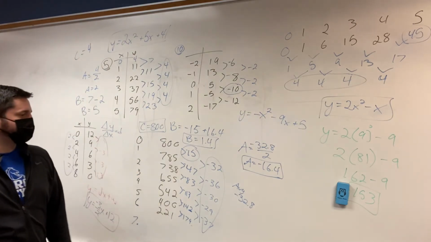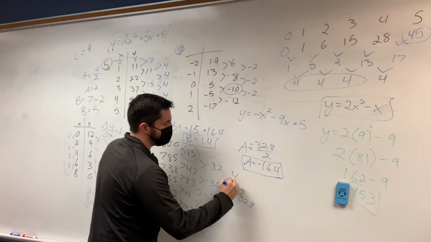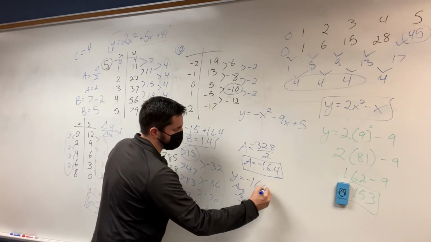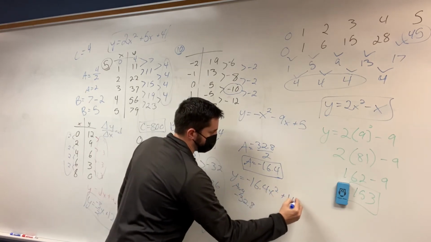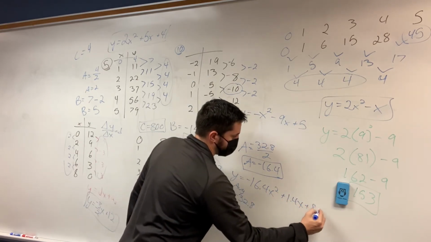All right. Y equals negative 16.4 x squared. There's your A. Plus 1.4 x plus 800.